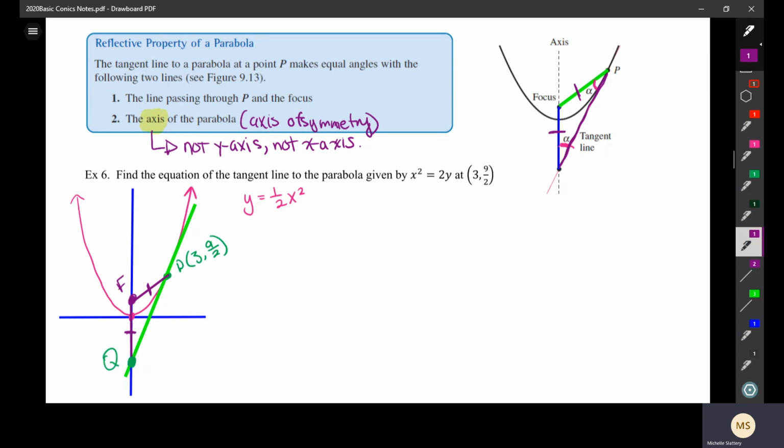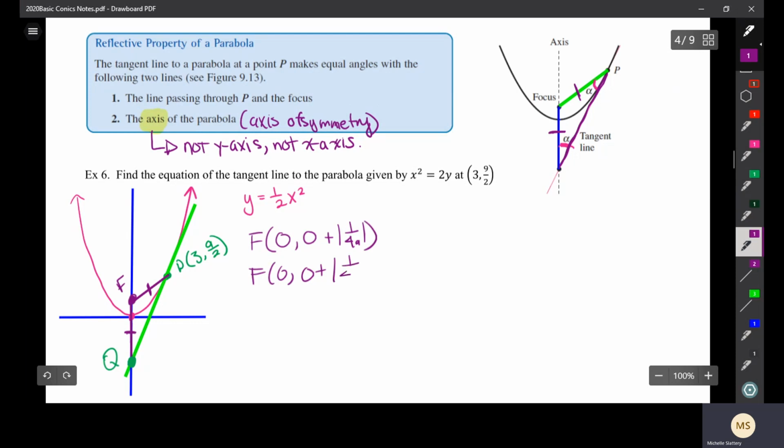Okay, so first thing we want to do is we want to find our focus point. So point F. Well, we know the x coordinate is going to be 0. The y coordinate is going to be the vertex, which is 0, plus the absolute value of 1 over 4a. So we look at our equation. We see that our a value is 1/2. So our focus point is 0, 0 plus the absolute value of 4 times 1/2, and close that parenthesis. And so we get our focus point is going to be 0, 1/2. Okay, so let me label that on my graph, 0, 1/2.